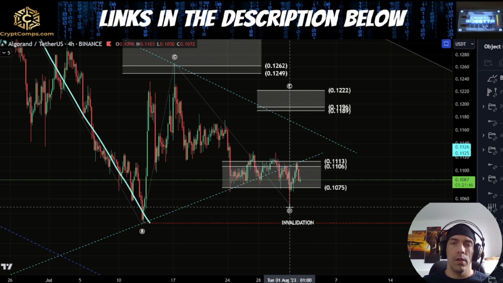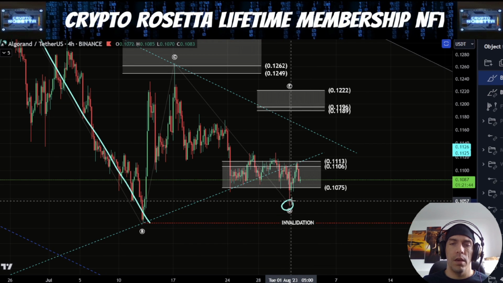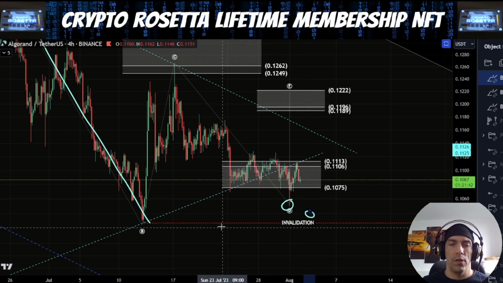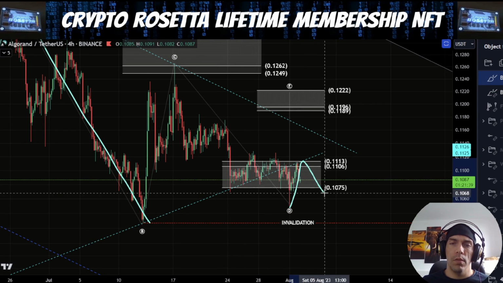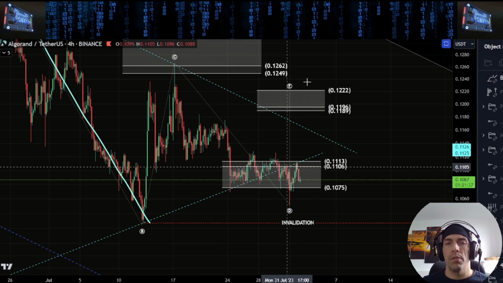If we are looking at this in this way, this D wave is either completed here, or alternatively, you're going to see one more low still higher than this area. Effectively, what we'd then be looking for would be 3 waves back to the upside for this E wave.